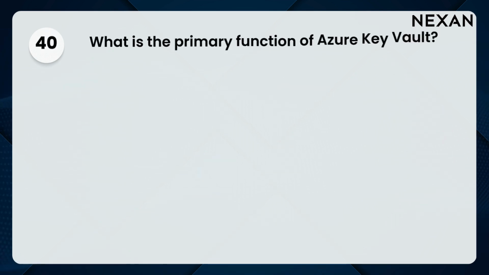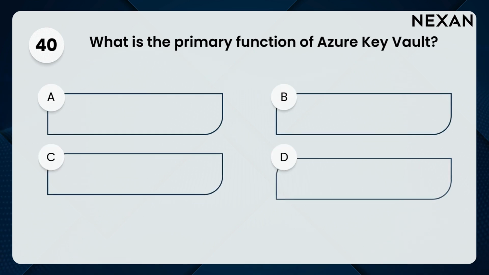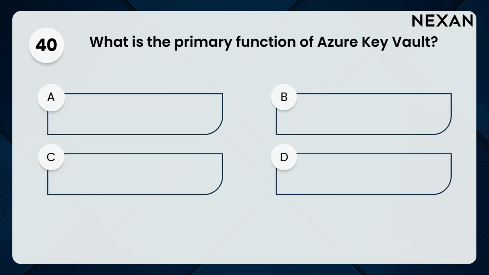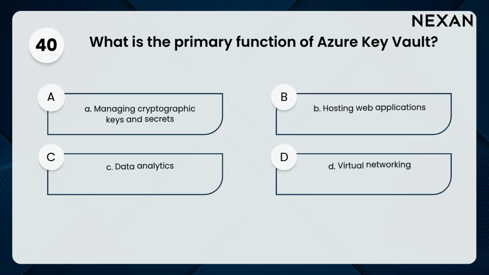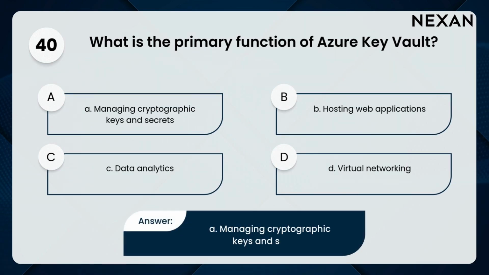40. What is the primary function of Azure Key Vault? A. Managing cryptographic keys and secrets, B. Hosting web applications, C. Data analytics, D. Virtual networking. Answer: A. Managing cryptographic keys and secrets.